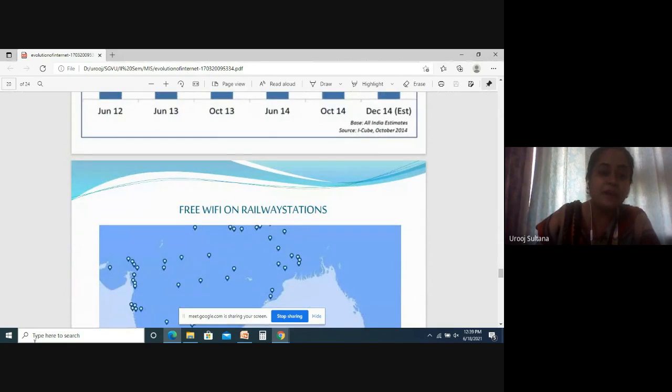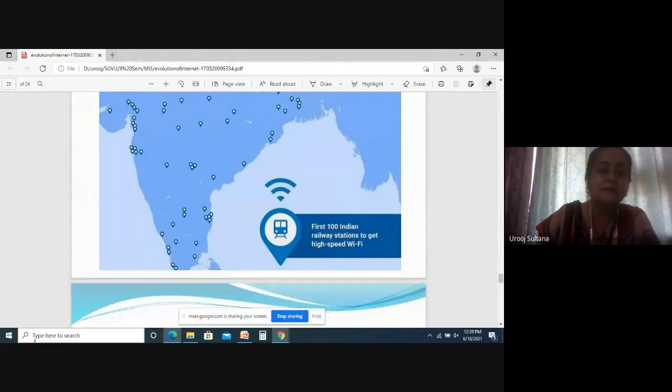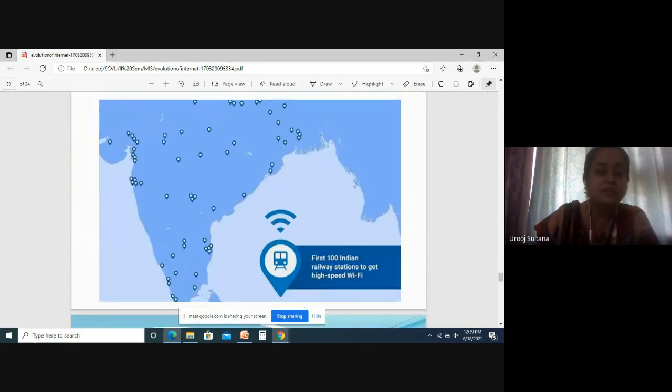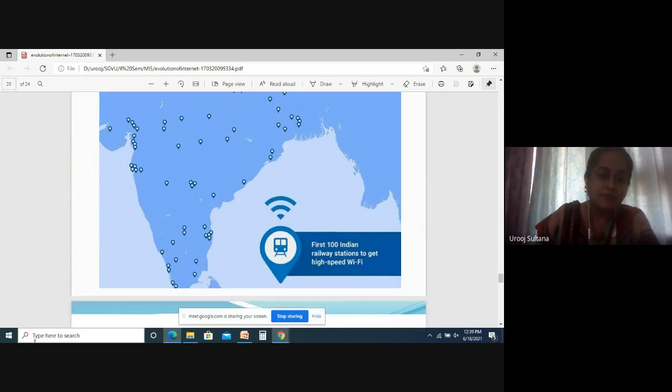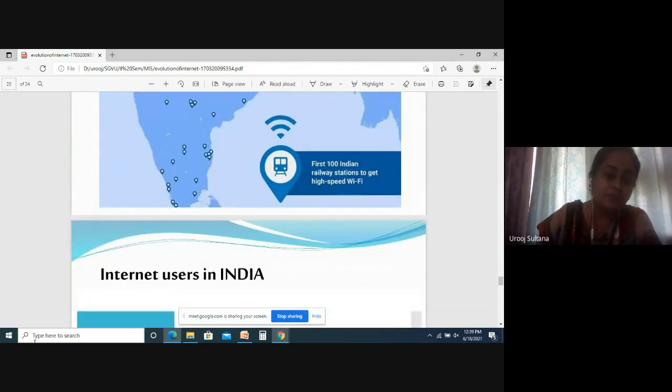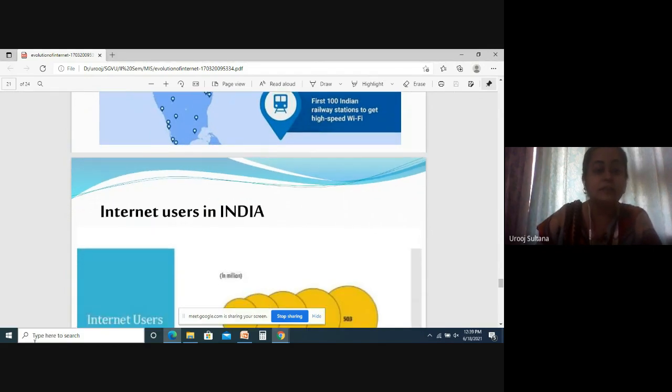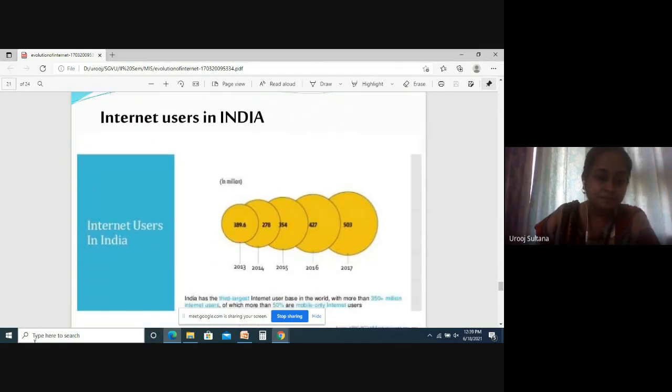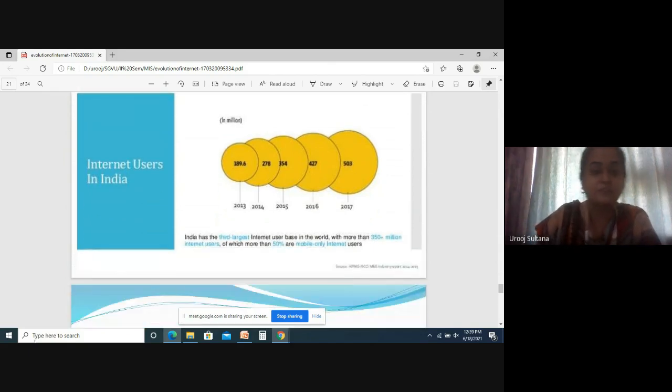Now free Wi-Fi on railway stations. This is the geographical screenshot which I had taken, and these are the places where we are having Wi-Fi connections for free on railway stations basically. Then internet users in India, in 2013 it was 189.6, but in 2017 it is 503 million.